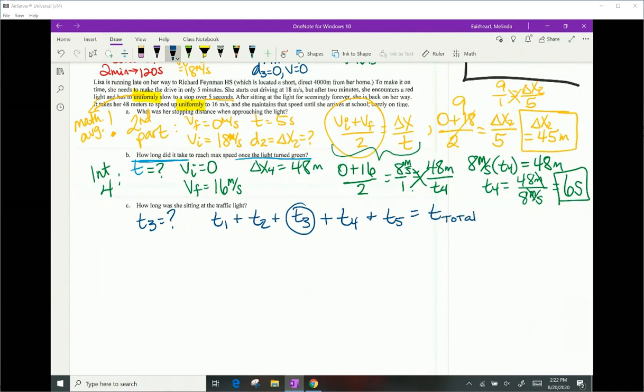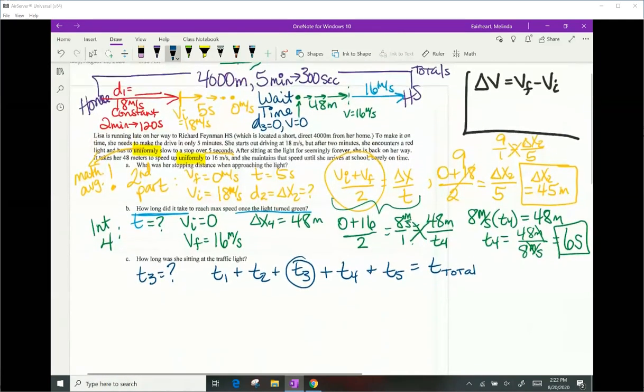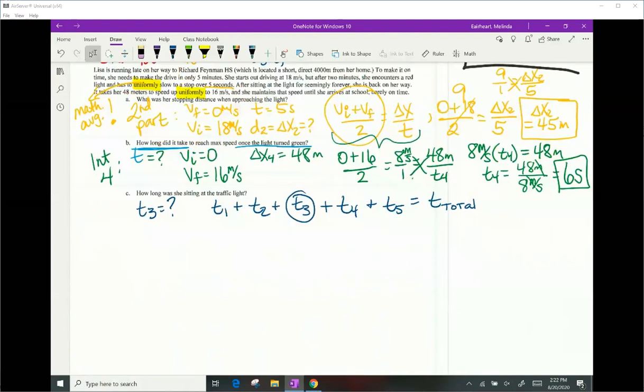Put in what we know. Previously, they told us the whole thing takes 5 minutes because she barely makes it on time, right? Tardy bell's ringing. But I don't want minutes because some of the other times, like the one we just found, is in seconds. So we're going to use 300 seconds for the total.